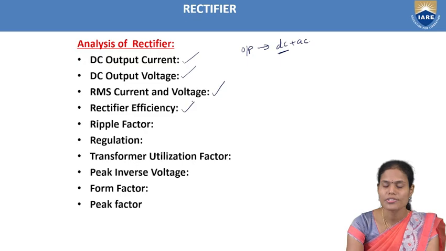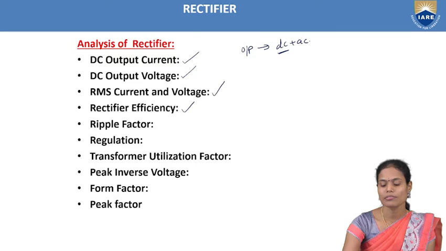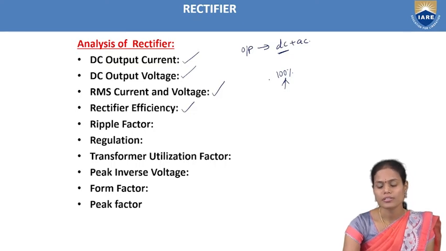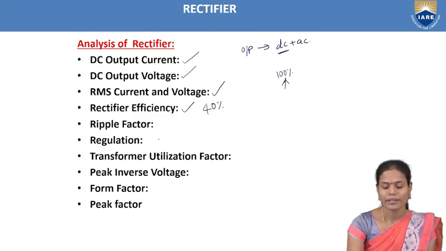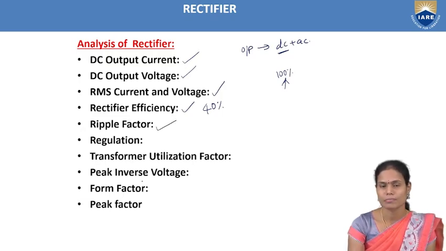And next, the efficiency of the rectifier, how much efficiency it is providing. Generally, we design any device to achieve 100% efficiency, but because of practical reasons, we may not reach this 100% efficiency. In the case of the half wave rectifier, it provides very little efficiency, almost in the 40% range only. And next one is the ripple factor. The ripple factor indicates how much AC content is present along with the DC output. And regulation is for stabilizing the voltage.